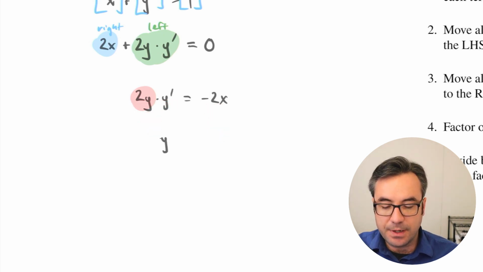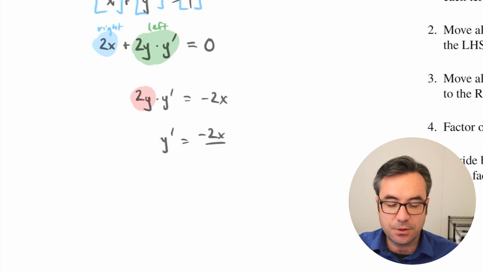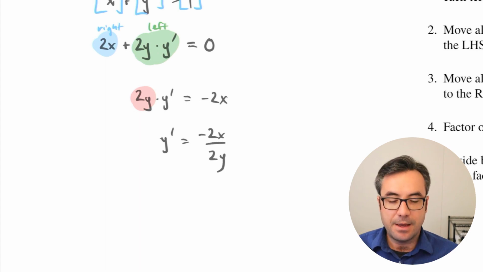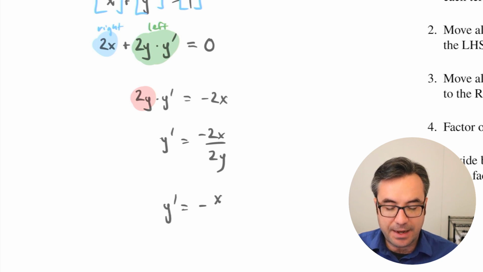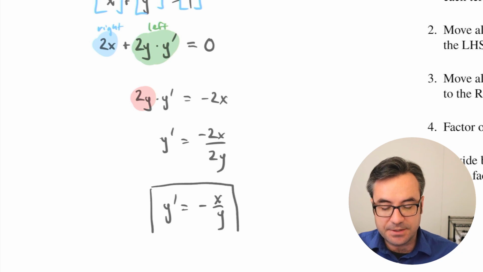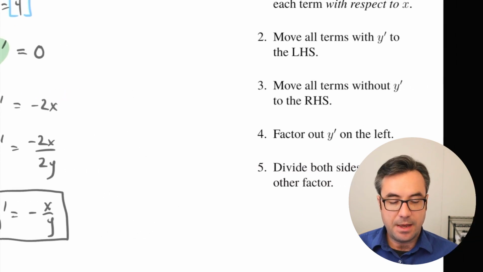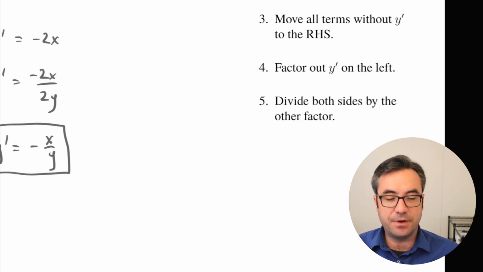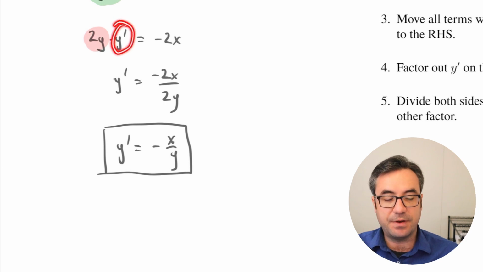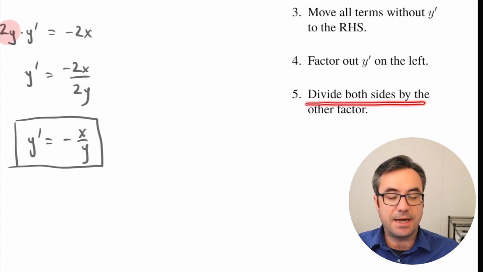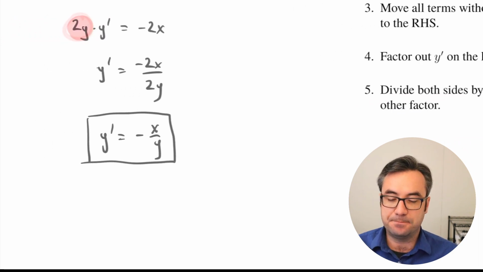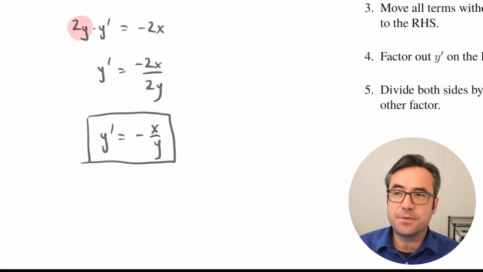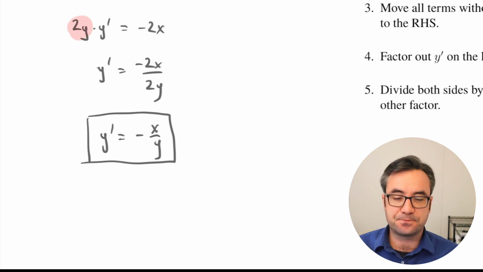And so when we do that, we get y prime is equal to negative 2x over 2y. And if we clean this up just a little bit, we have y prime is equal to negative x over y. And that's our derivative. And that's precisely what we finished up with. We factored out the y prime on the left. So there it was, all nice and factored out. And then we divided both sides by the other factor, which in this case was that 2y. And that's really the process for implicit differentiation.